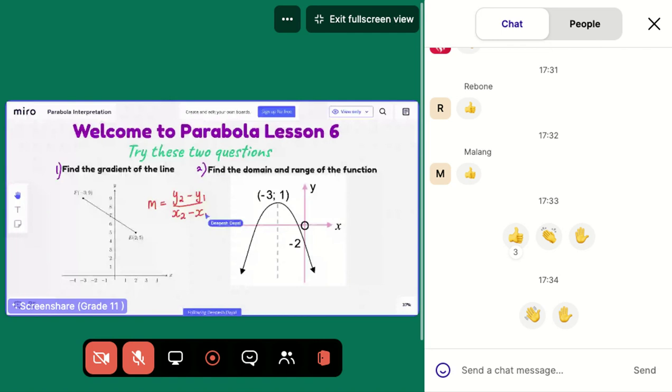Okay, and we're going to label them. So we're going to label this one here x1, y1, and we're going to label here x2, y2. Okay, x1, y1, x2, y2.